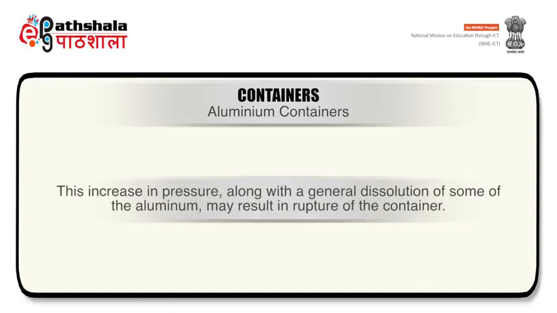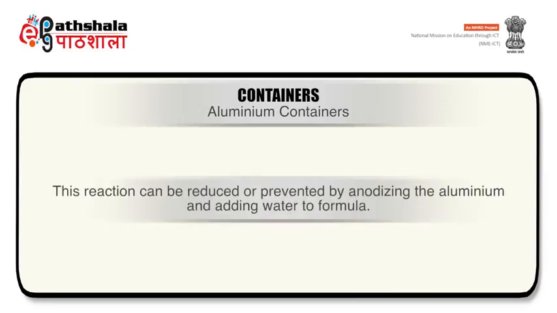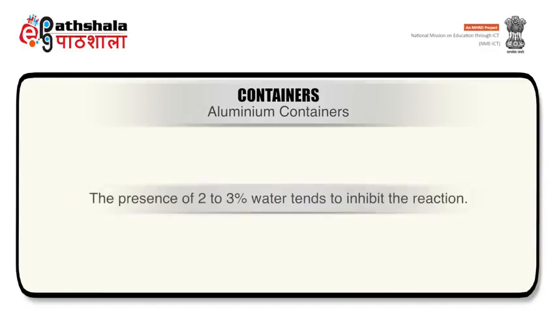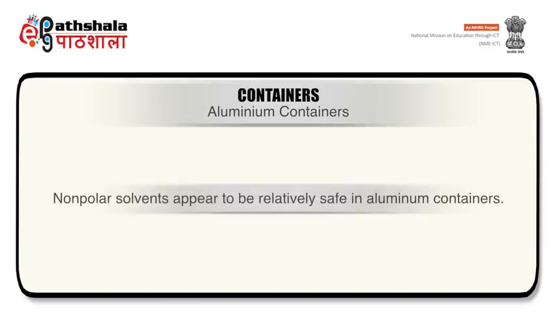This increase in pressure along with the general dissolution of some of the aluminum may lead to rupturing of the container. This reaction can be reduced or prevented by anodizing aluminum and adding water to the formula. Presence of 2 to 3% water tends to inhibit the reaction. Non-polar solvents appear to be relatively safer in aluminum containers.